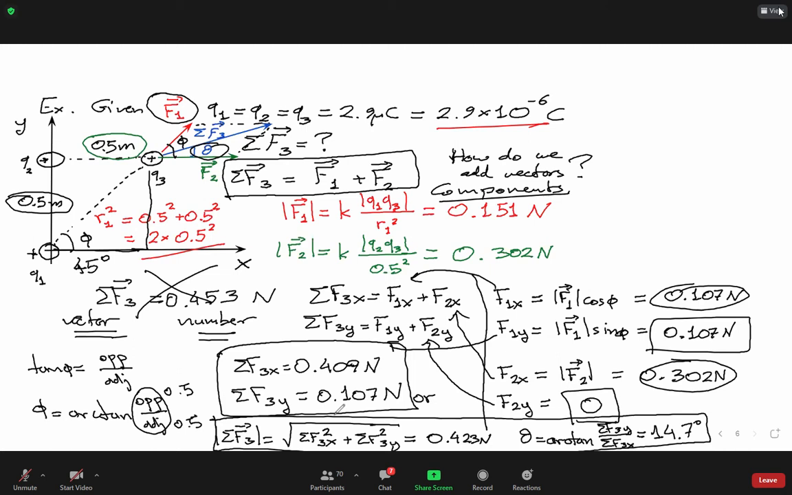Right, let me see if we have any questions. Everybody good with this example? Can you go over how you calculated F1 and F2 again? The magnitudes here?